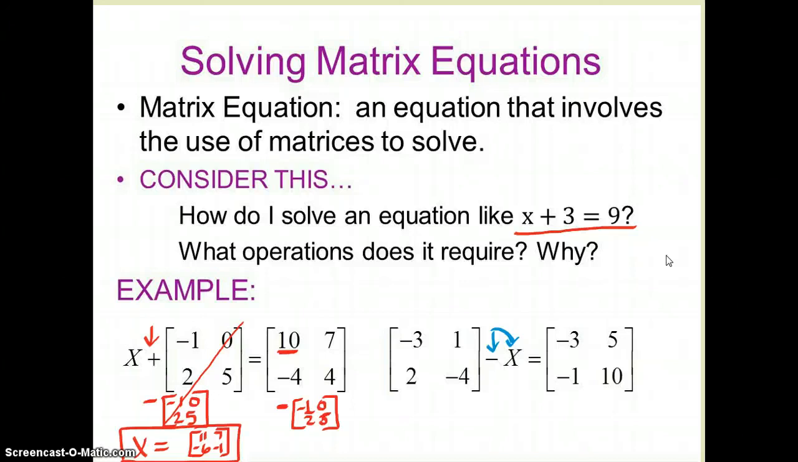So what I'm going to do here is I am still going to use subtraction to move my matrix from one side to the other, because this matrix has nothing in front of it. So I end up doing subtraction again, -3, 1, 2, -4. So I subtract that from this side, and I'm also going to subtract that from this side over here, -3, 1, 2, -4.